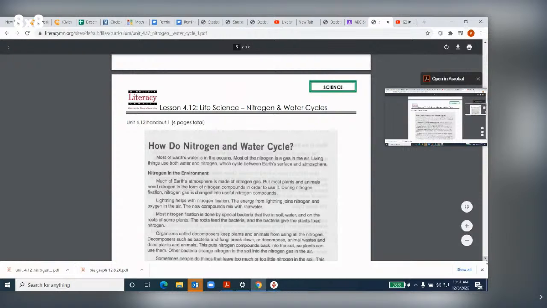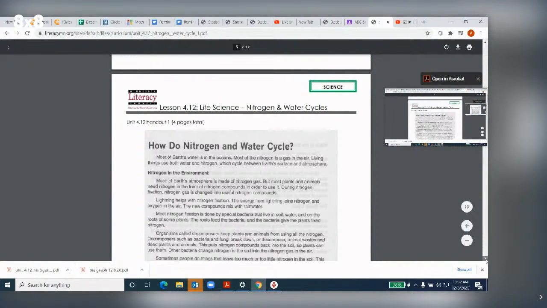Organisms called decomposers keep plants and animals from using all the nitrogen. Decomposers such as bacteria and fungi break down or decompose animal waste, dead plants, and animals. This puts nitrogen compounds back in the soil so plants can use them. Other bacteria change nitrogen in the soil into nitrogen gas in the air. So that means when animals and plants die, they decompose, and that puts it in the soil. That's what that was talking about there.